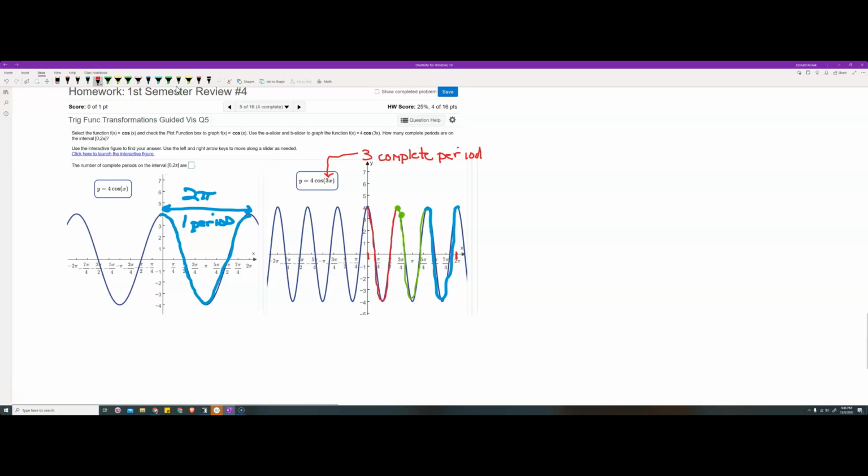You can clearly see that over here on the left, this is normal cosine. There's 1 cycle of cosine between 0 and 2 pi. But over here, there's 1 cycle there, there's another one, that's 2, and then there's our final one, 3, and that's what that number is telling you right there. So my answer to this is 3.